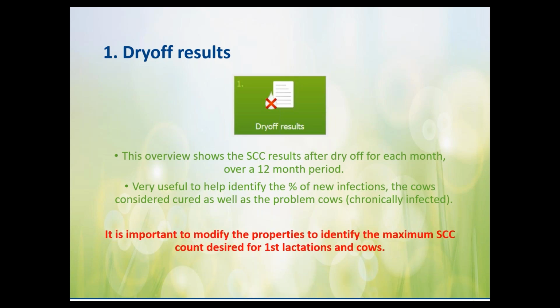You can modify in the properties the maximum cell count desired for first lactations and cows. So if you want to be a little more strict or a little less strict, you can go and change those in your properties. I'll show you that once we get into the program.